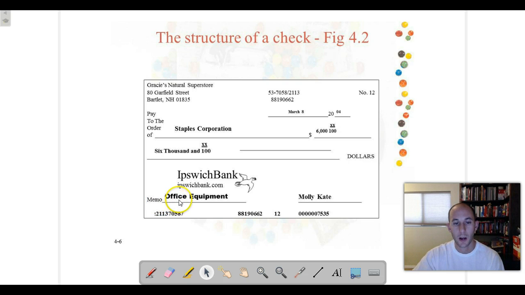You can write a memo or not down here on this line, just a quick little reminder of what you are buying, and then you sign it down here on the bottom right. And then on the bottom here we have our routing number and our account number.